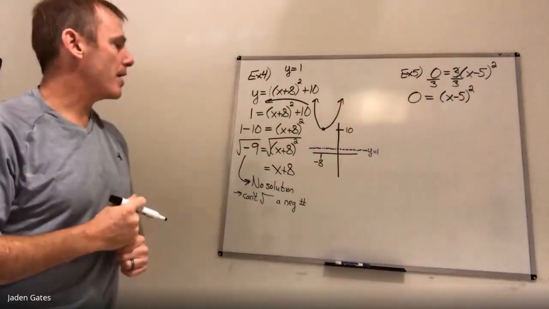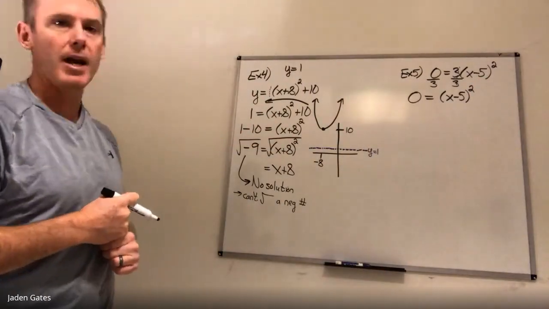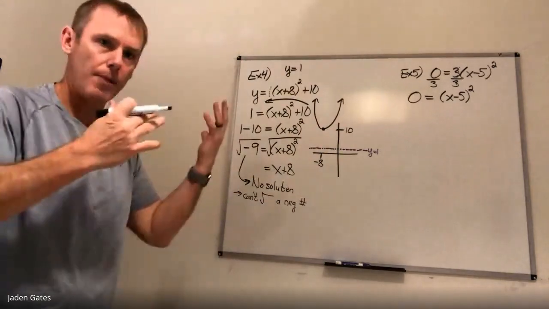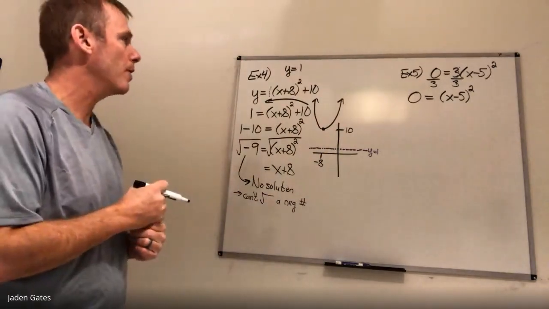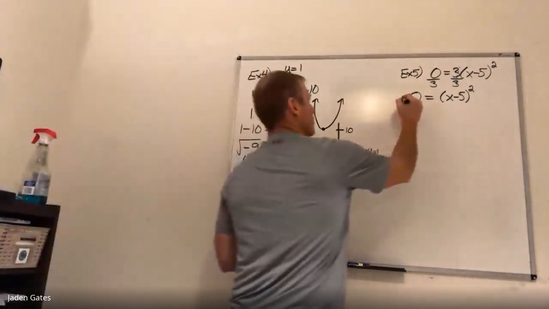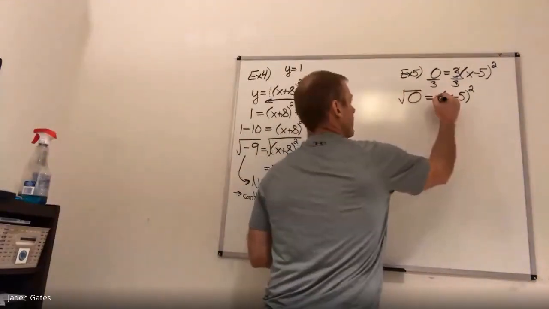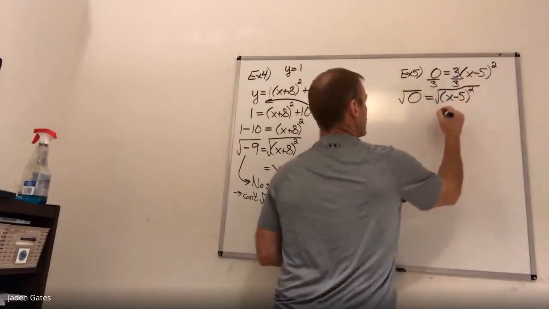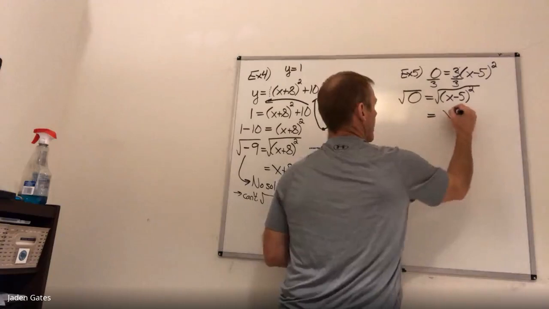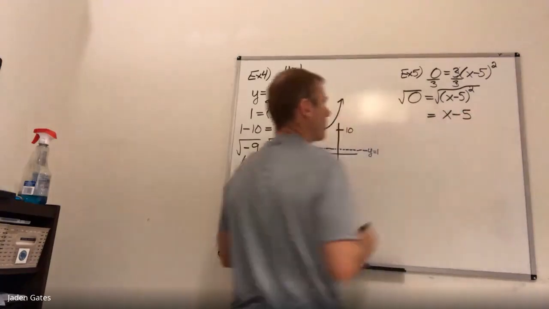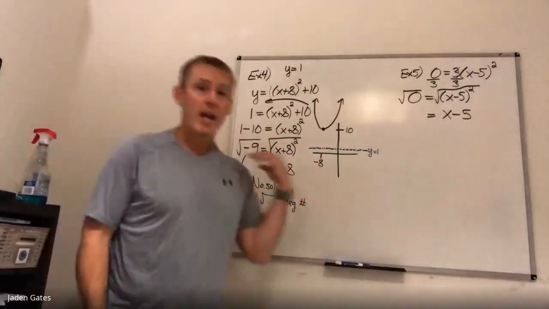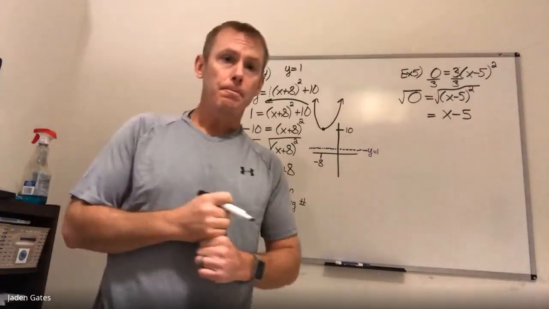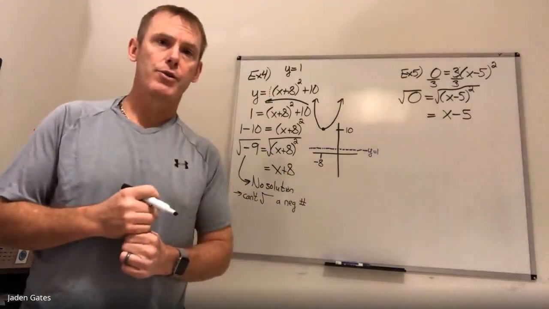All right, now we've had this situation before. Again, I can't move that negative 5 over because it's trapped in the brackets, because there's an exponent there. But I can square root both sides. That'll get rid of that little 2. And so over on this side, I have just x minus 5 now. Now, we can't take the square root of a negative number, but we can take the square root of 0.